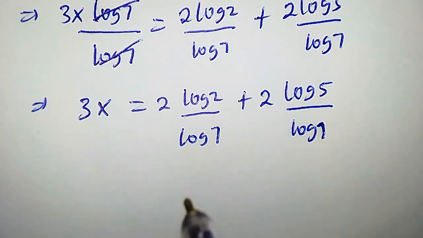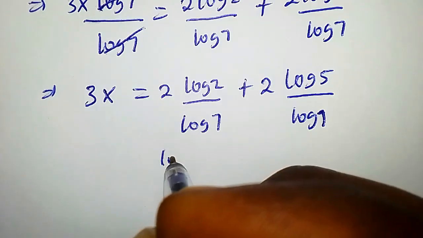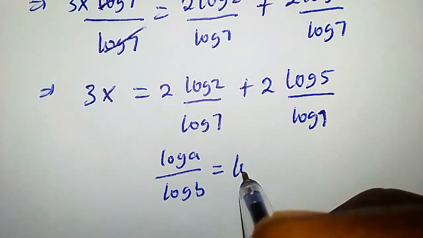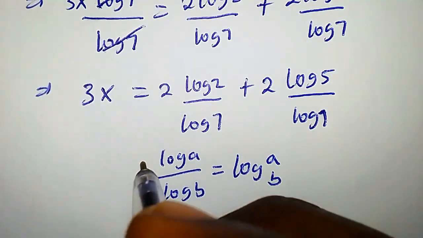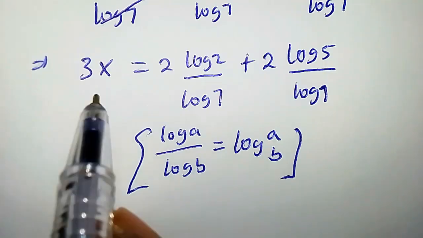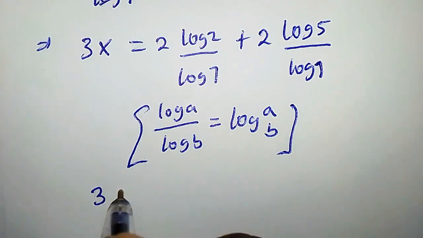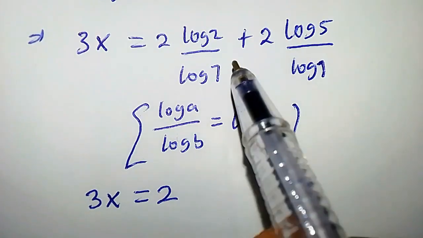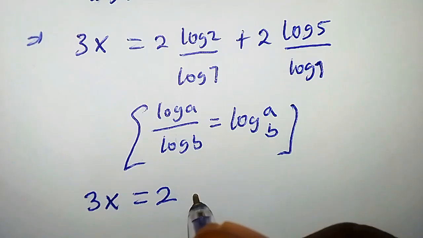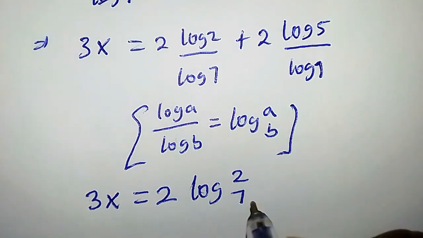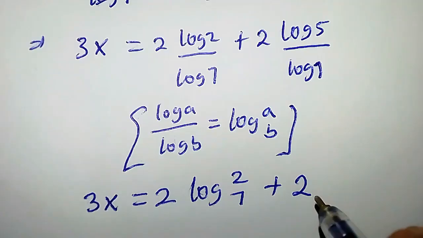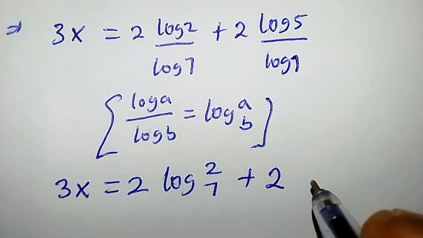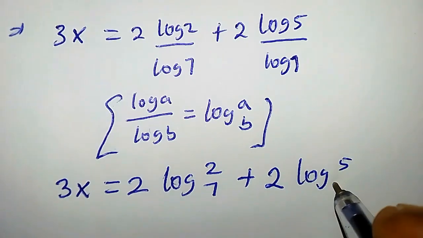At this stage, let's recall this beautiful property. It says whenever we have log A over log B, this is equal to log A base B. Take note of this. So from this line, we're going to have 3x equal to 2 times, applying this identity to this quotient, we simply have log 2 base 7, plus 2 times, applying this identity again to this quotient, we simply have log 5 base 7.